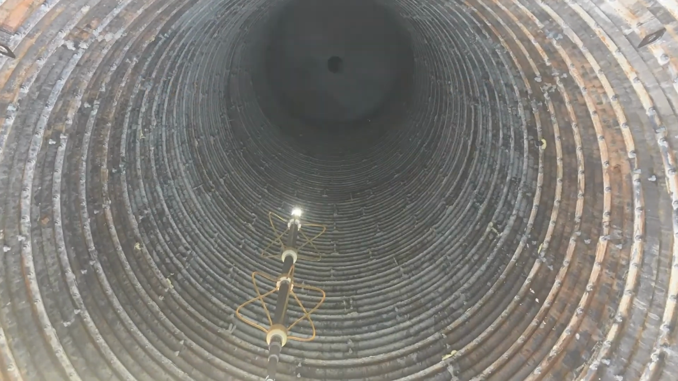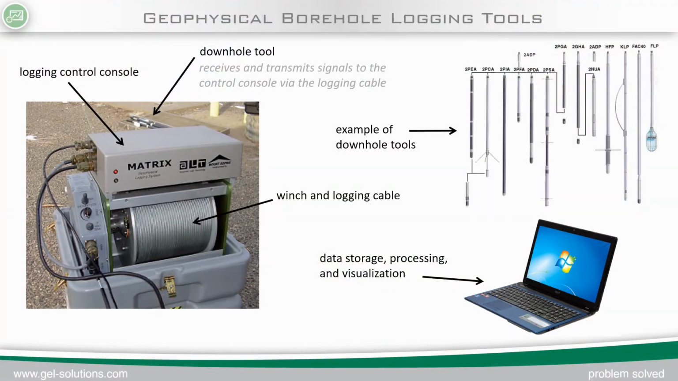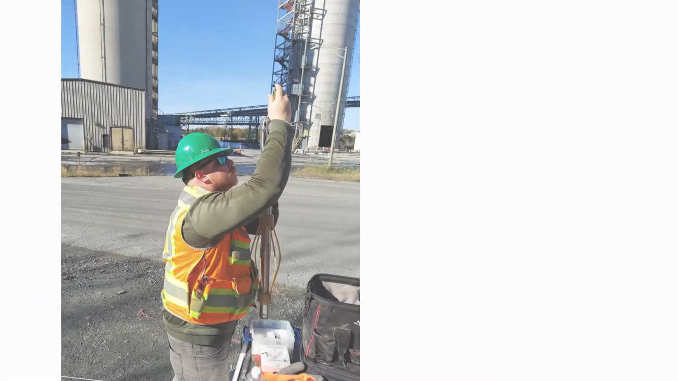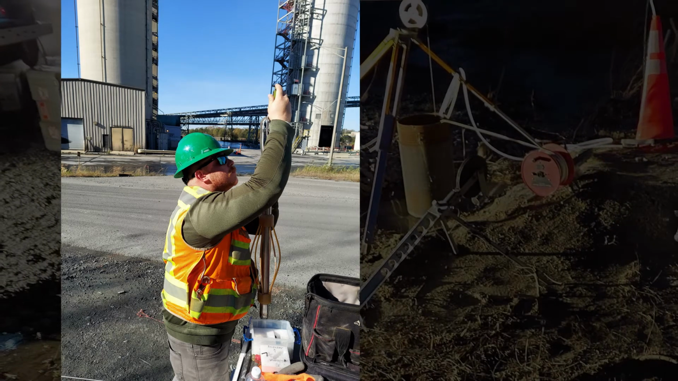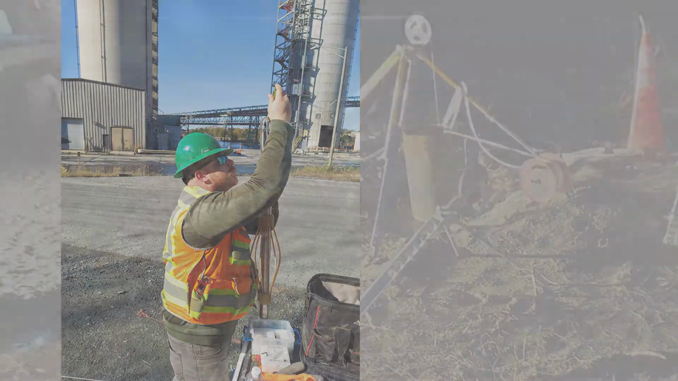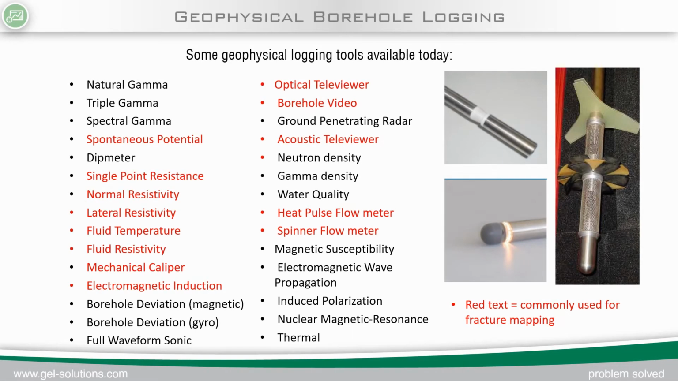The basic components of a geophysical borehole logging setup include a winch that is able to carry a signal, a logging control console, multiple downhole tools, and a laptop for data storage, processing, and visualization. Several logging tools are available for use, but as with any project, certain tools can provide better information. We'll be covering a few of the tools used for fracture mapping. The tools to be discussed include 3-arm caliper, single point resistance, optical televiewer, acoustic televiewer, and heat pulse flow meter. Keep in mind that this is only a small sample of the tools that can be used.